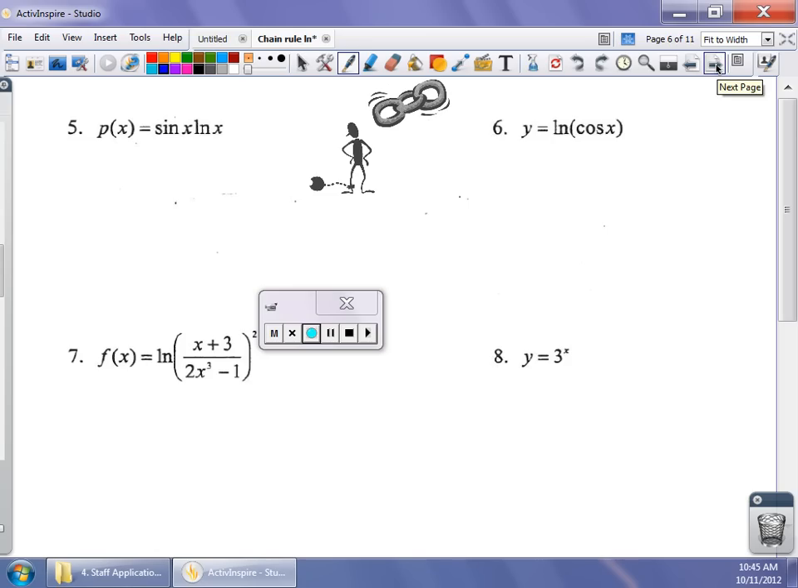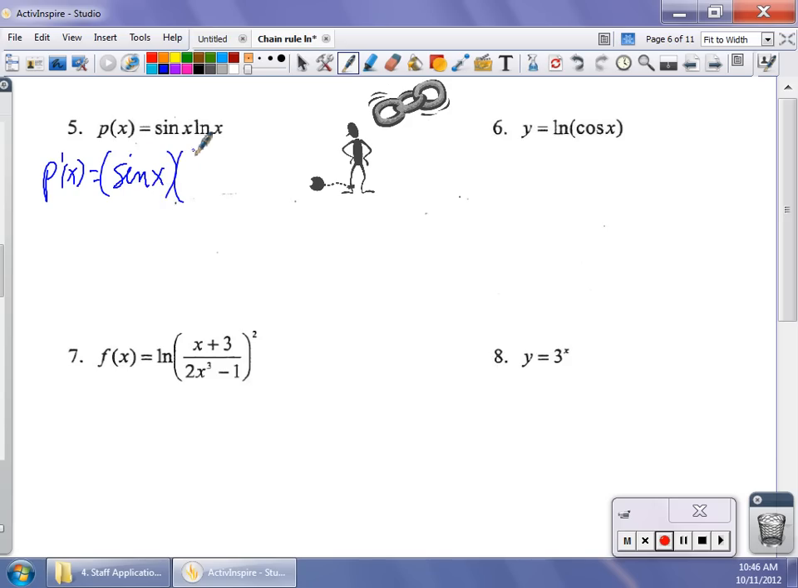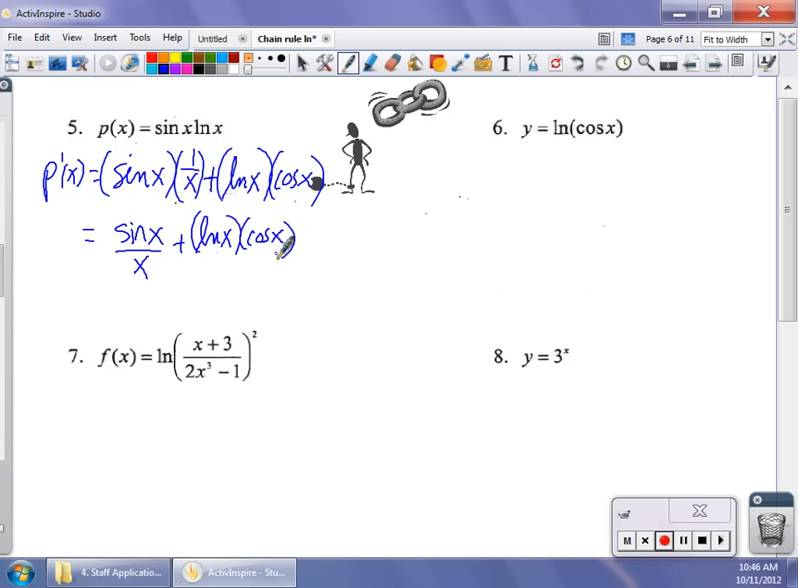In problem number 5, if you take a look at it carefully, hopefully you'll notice that that's going to require the product rule. So I'm going to have the first function, sine of x, times the derivative of the second function. The derivative of ln of x is 1 over x, plus the second function, ln of x times the derivative of the first, and the derivative of sine x is cosine x. As far as cleaning, not a whole lot we can do. We can make it sine x over x plus ln of x cosine of x. Not a whole lot going on there. Okay, so again, that is the product rule.